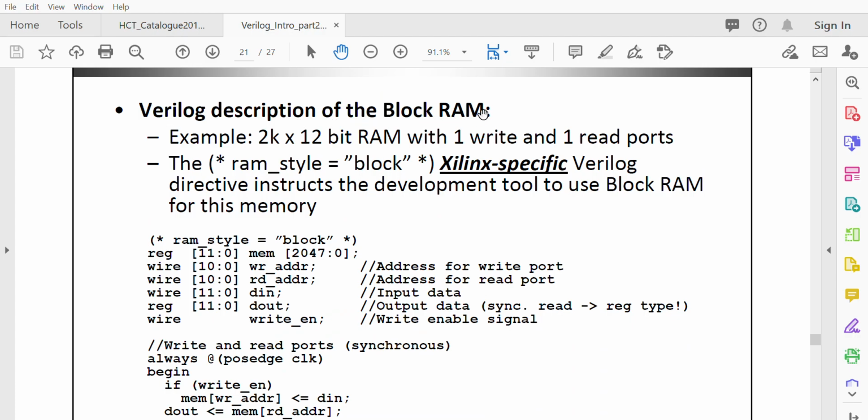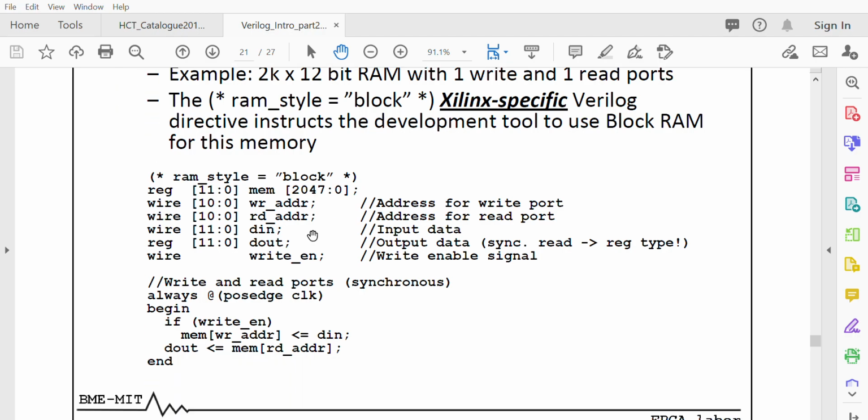Verilog description of the block RAM. Example: 2K by 12-bit RAM with 1 write and 1 read port. The RAM style blocks, these are directives. So you are saying, I want to generate this as a RAM. This one is specific for Intel. This one is specific for Xilinx, not for Intel.